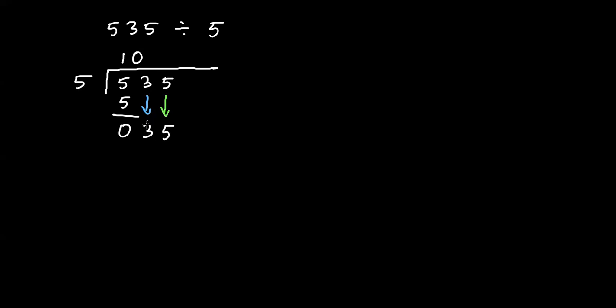So 5 goes in 35 7 times, so we put 7 at the top, and then we put 35 over here, so that's just 5 times 7. And then we subtract these numbers, so 35 minus 35, that's 0, and then the answer is 107.